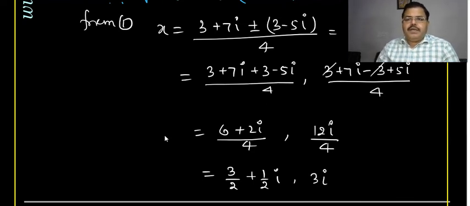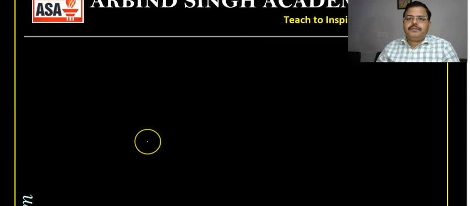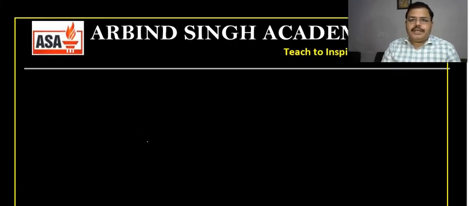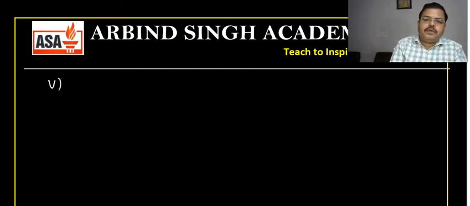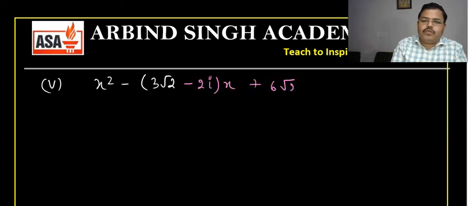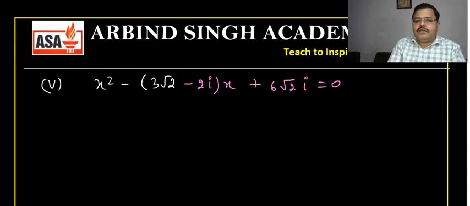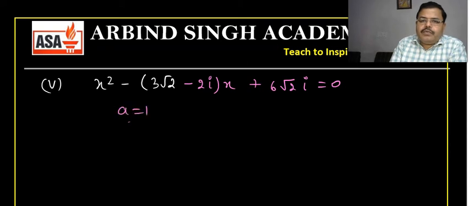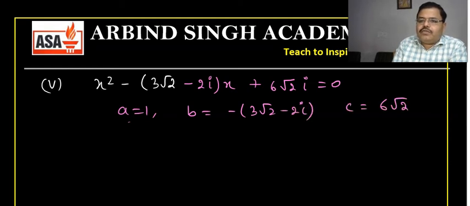from this question. Now the next question, there is another question, the fifth question: x square minus 3 root 2 minus 2 iota into x plus 6 root 2 iota is equal to 0. This one is also a question, and we are going to solve it. So here a is equal to 1, b is again minus of 3 root 2 minus 2 iota, that is the coefficient of x, and c is 6 root 2 iota.